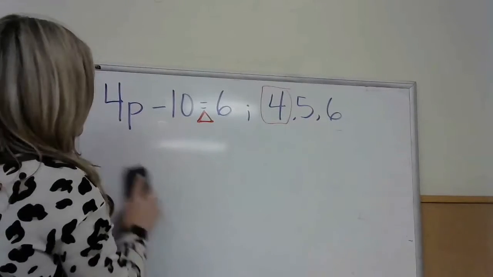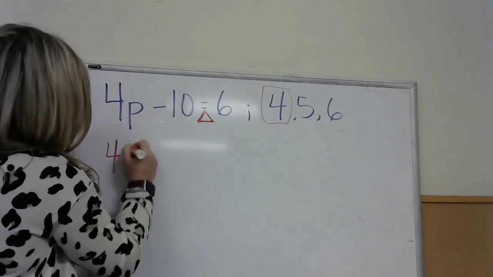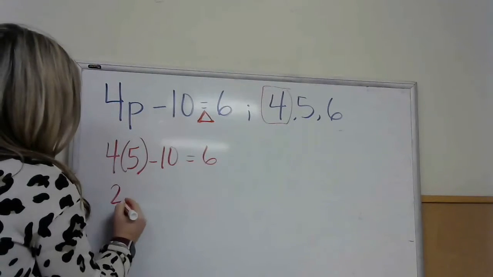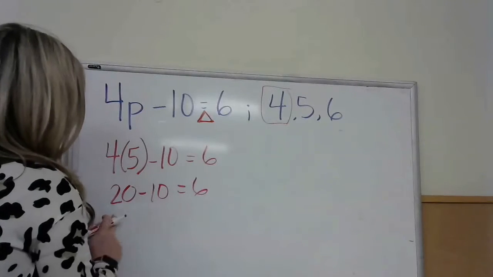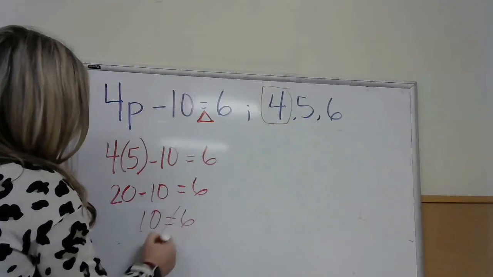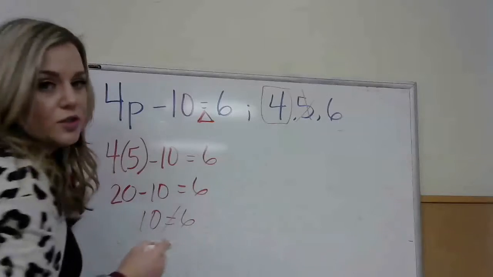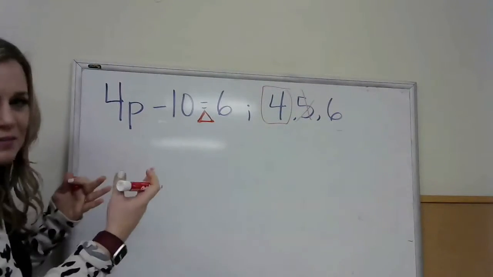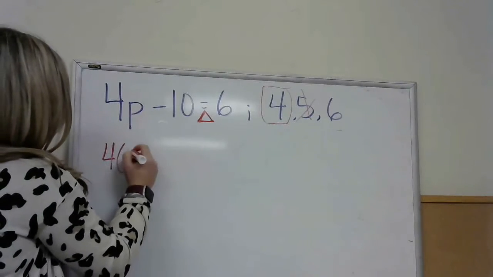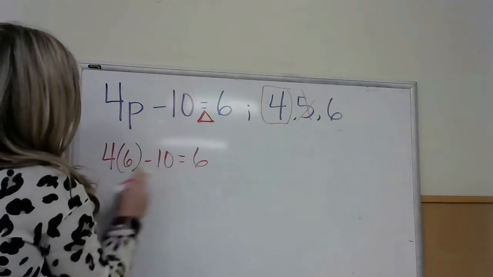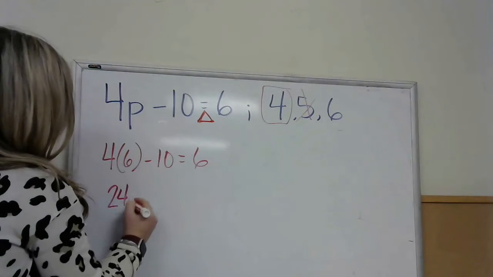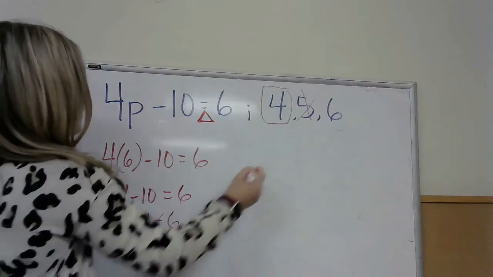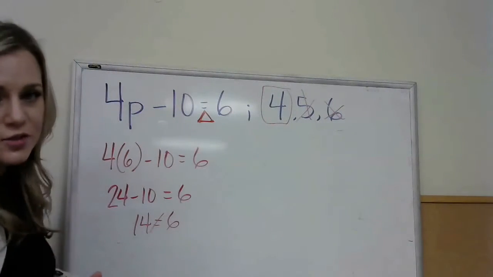All right, next up is 5. So 4 times 5 minus 10 equals 6. We know that 4 times 5 is 20, and 20 minus 10 is 10. This is not equal, so 5 is not a solution to our equation. All right, next is 6. See, this isn't hard, right? It's just time consuming, I guess. So 4 times 6 minus 10 equals 6. 4 times 6 is 24, and 24 minus 10 is 14. That's not equal, so 4 is our only solution to this equation.